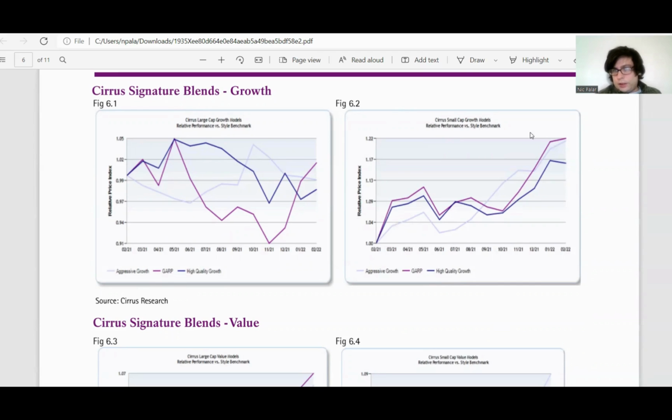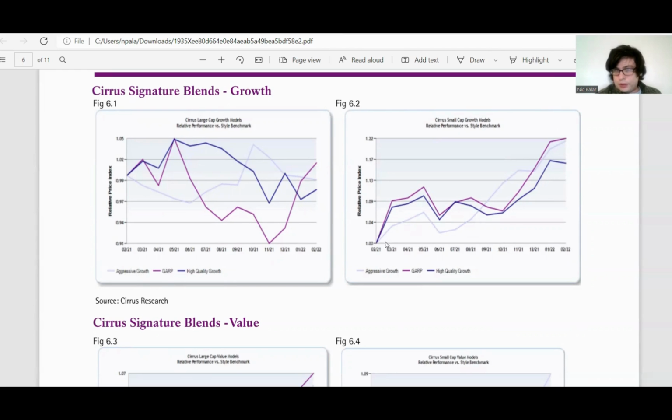So take this purple line here. This is the GARP model. You can see that relative to the benchmark since February 2021, the GARP model has outperformed by approximately 22%.